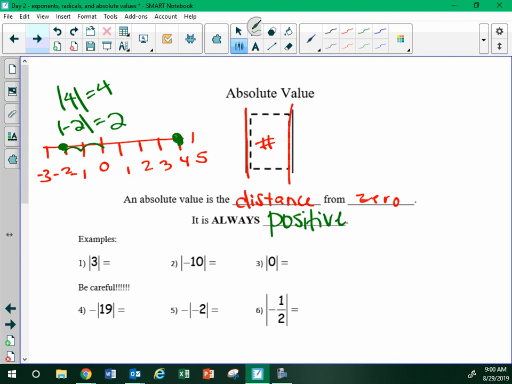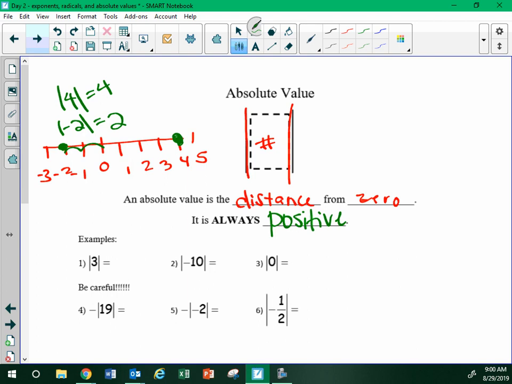So it actually makes our absolute values very easy, because all we do is take the number and write it out as a positive. When a symbol is outside the bars, that means it's not part of the absolute value. So what we have to be careful with is that absolute value only takes what's inside and makes it positive.